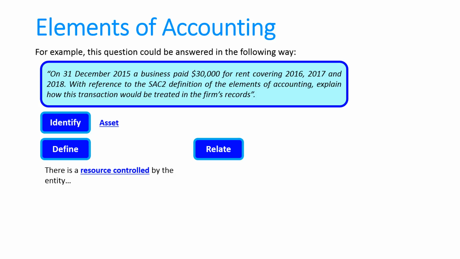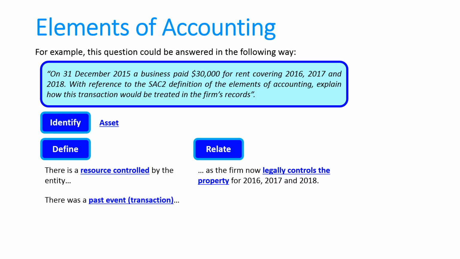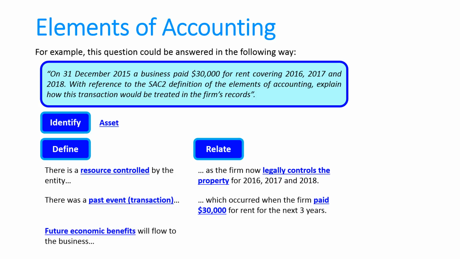So I'm going to say an asset is a resource controlled by the entity, but I'm not going to end that sentence. I'm going to flow on and say, what do we control? We now legally control the property for the next 3 years. I'm then going to say there was a past event or transaction, so that's part of the definition. Now I'll relate it to this question by saying that was when we paid $30,000 for rent for the next 3 years. And then the last part of the definition of an asset is it must provide a future economic benefit, and I'll relate that by saying in this case we'll be able to occupy the building for the next 3 years.